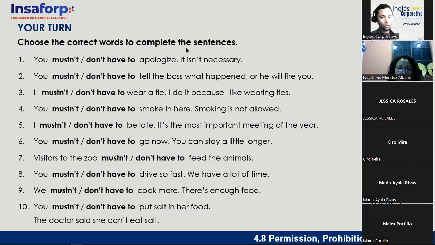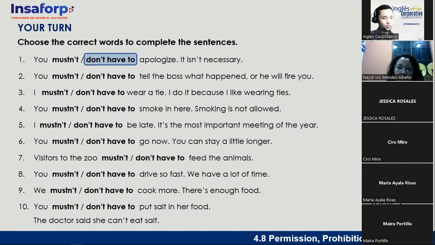Choose the correct word to complete the sentences. You mustn't or you don't have to apologize. It isn't necessary. Okay, look at this. ¿Cómo dice acá? It isn't necessary. So which one do you think it is? Mustn't or don't have to? Don't have to apologize. No es obligación. ¿Por qué? Porque no es necesario. No te tenés que disculpar, Liz. You don't have to apologize. It isn't necessary. Correct. Very good.